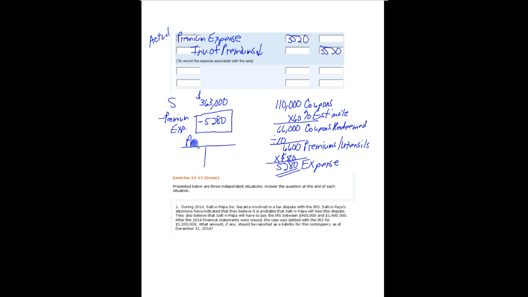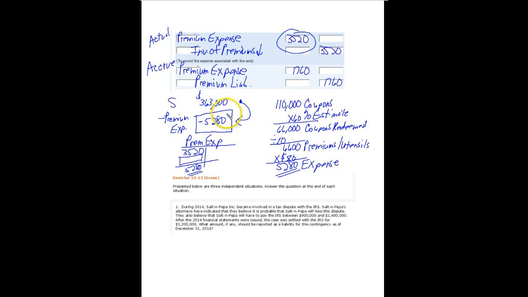And if I look at premium expense right now, we have $3,520 in the account. We want the account to have a balance of 5,280. So I need to increase it $1,760. So we're going to accrue an additional amount for an estimate. To get the full estimate, we will debit premium expense an additional $1,760. And then we haven't issued those yet, so it's going to be a liability, premium liability. And then we'll have a perfect matching of revenue and its related expense.